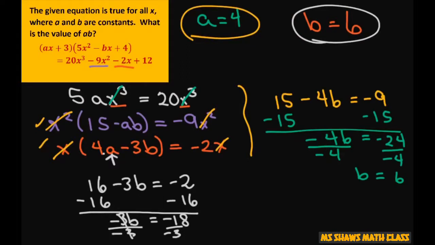And now all they want is what is a times b. So a times b equals 4 times 6, which equals 24.